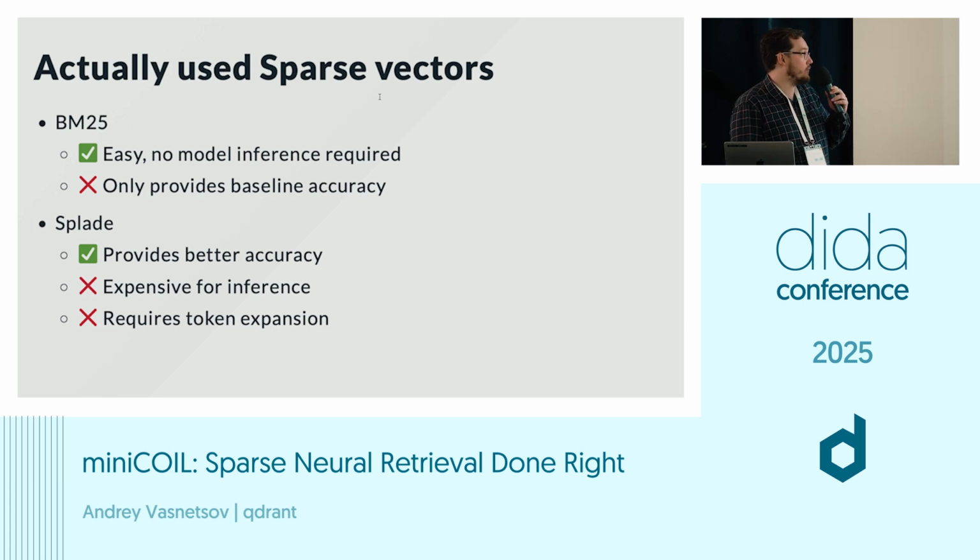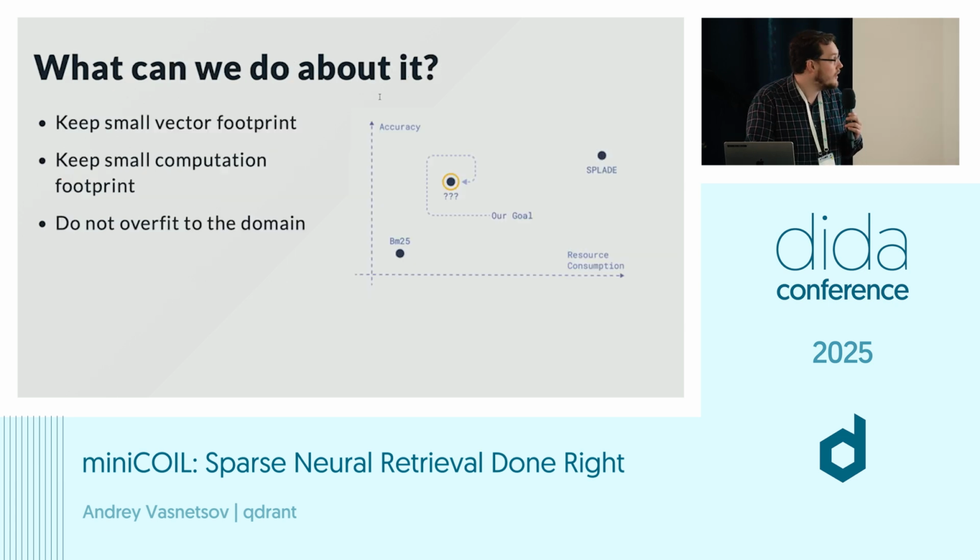And there is the SPLADE model, which does provide better accuracy, but at a very substantial cost. First of all, it's very expensive computationally, and it also requires this token expansion, so you actually will store much more information in the database, many more dimensions in the sparse vector than traditional BM25 models. So we don't like this situation. That's why we started thinking maybe we can come up with something which is better.